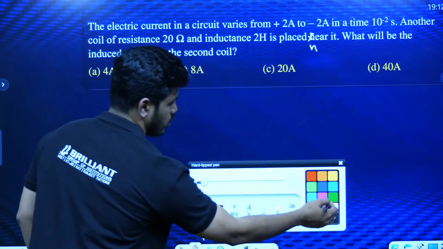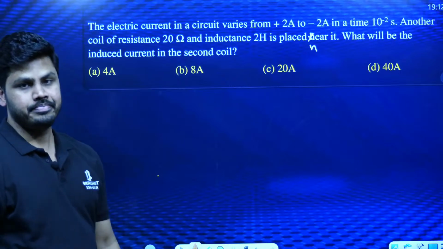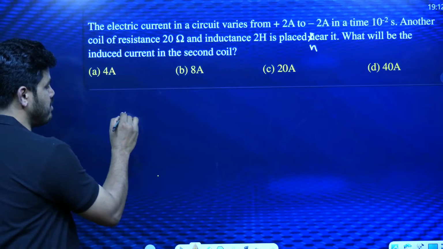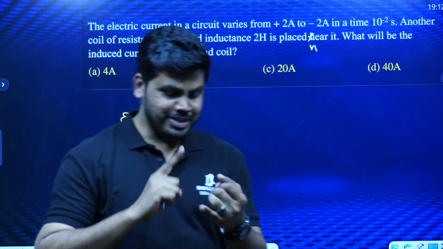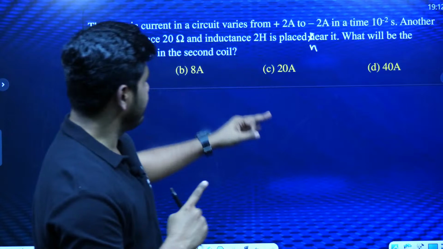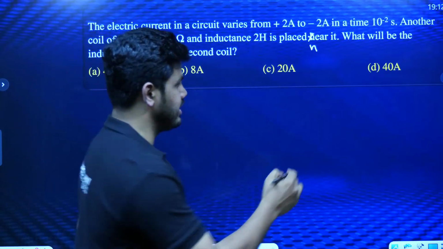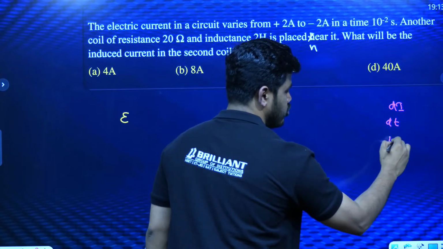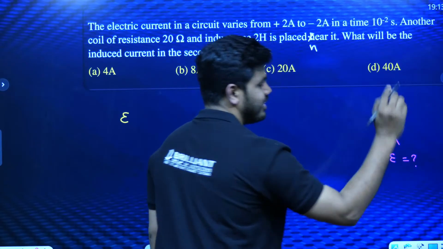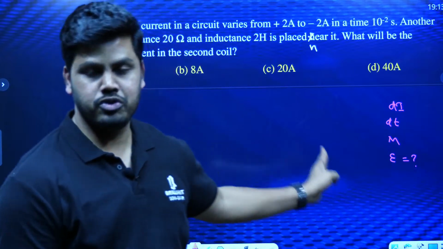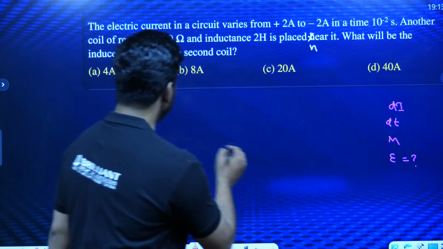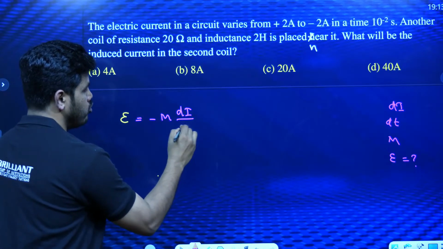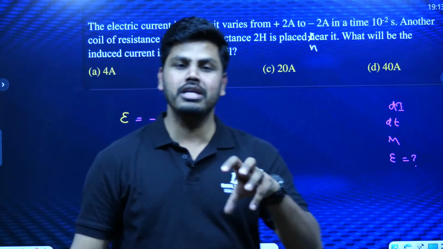Yes, so we have to find out the EMF induced in the second coil. You are given the change in current, in a given time. So basically we have dI, we have dt, and mutual inductance is given. You're asked to find the induced EMF. See, a question straight from mutual induction. We have the relation: EMF induced is equal to minus M dI by dt. In mutual induction, this is the EMF induced in a neighboring coil.